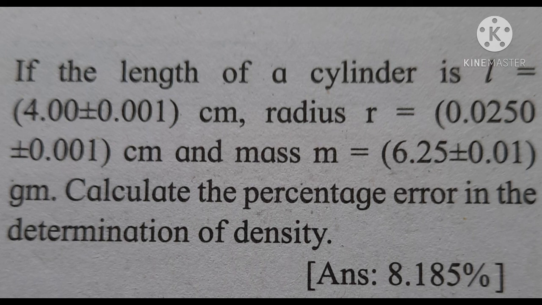If the length of a cylinder is L equal to 4 plus or minus 0.001 centimeter, radius R equal to 0.0250 plus or minus 0.001 centimeter, and mass M equal to 6.25 plus or minus 0.01 gram, calculate the percentage error in the determination of density.